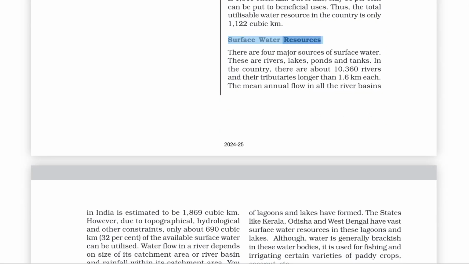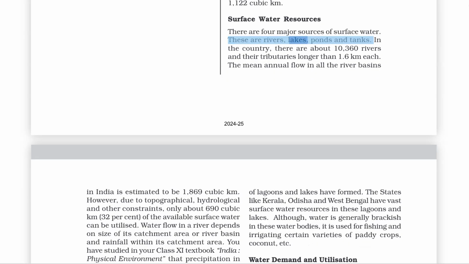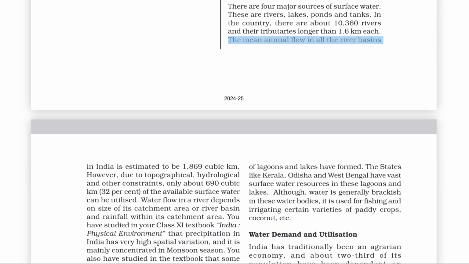Surface water resources. There are 4 major sources of surface water. These are rivers, lakes, ponds, and tanks. In the country, there are about 10,360 rivers and their tributaries longer than 1.6 kilometers each. The mean annual flow in all the river basins.